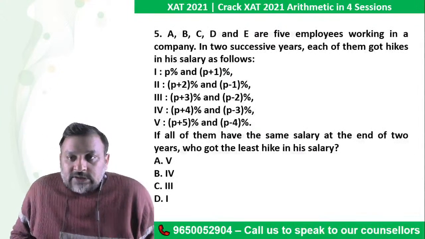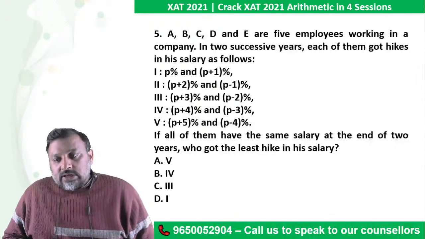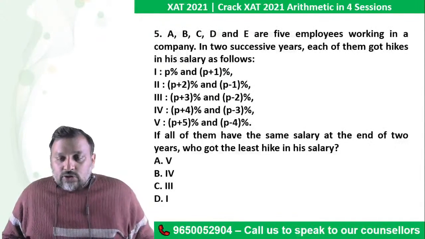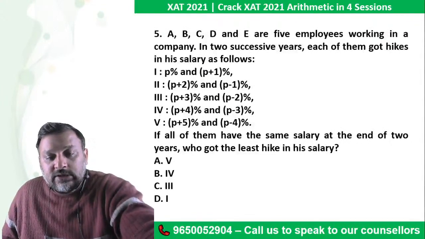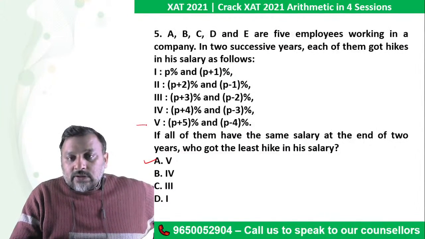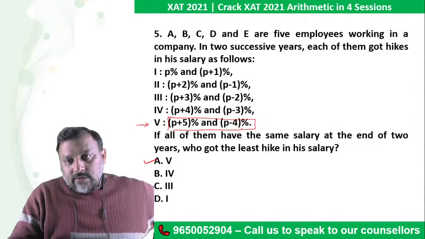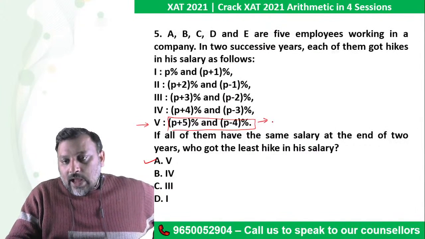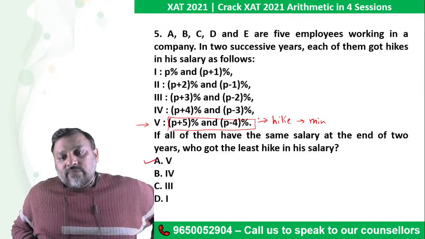Manjusha is getting A. Abhishek is getting A. Prakriti is getting A. Shayan is getting A. Jatan is also getting A. Very good, guys. This is a relatively simple question and answer is A. That means this case would be the least hike. In this case, the hike would be least. Minimum hike would be in the fifth case.